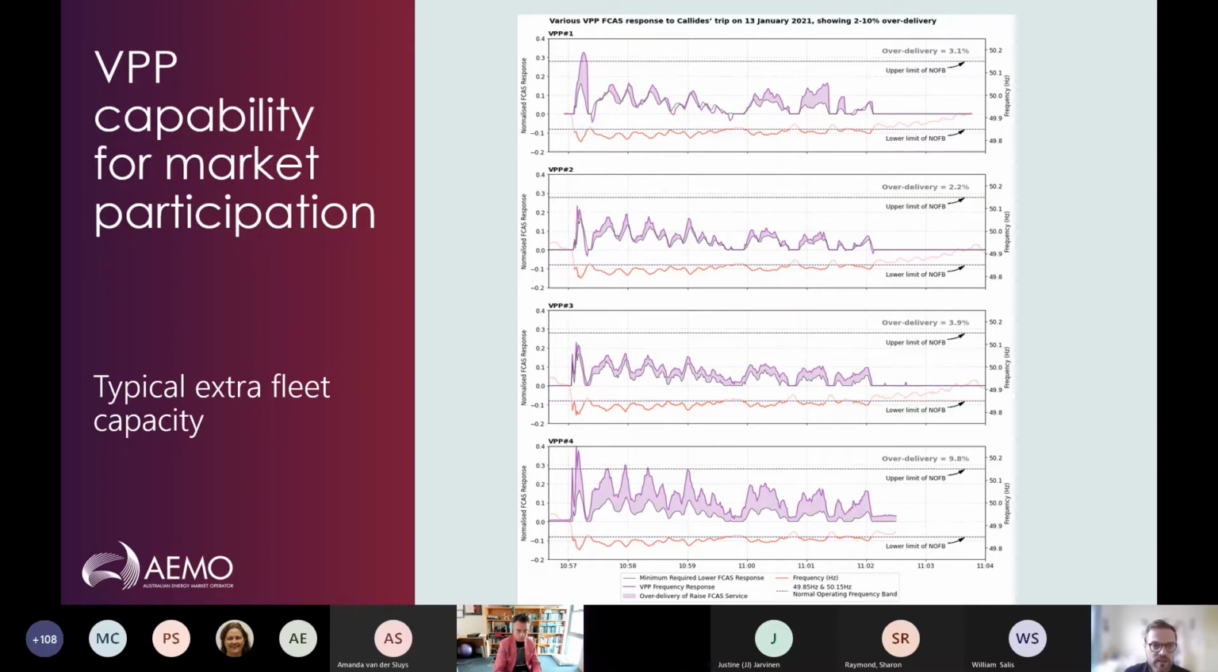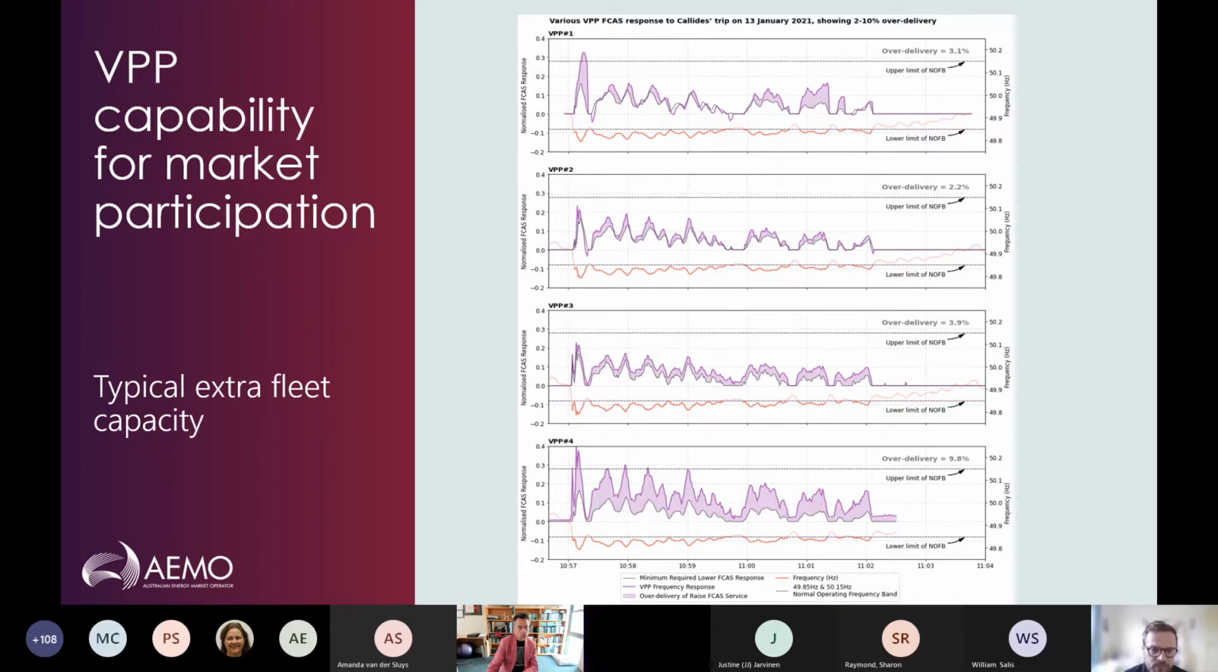It really shows a response to the CALID trip in January of this year, where we had a number of VPPs that were enabled from the demonstrations during that trip. And this chart really gives an insight into the bidding behavior and the delivery of FCAS from those VPPs. The purple shaded area shows the amount of over delivery that each of the VPPs that were enabled provided. This is really showing that VPPs have been observed to bid quite conservatively because of the clawback process and the risk of under delivery.